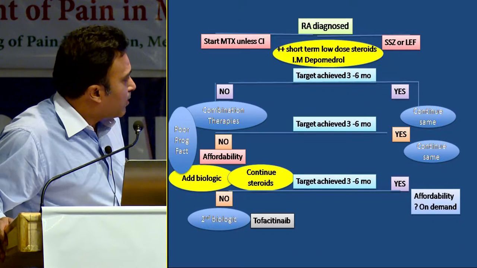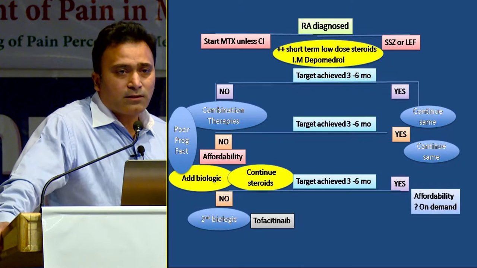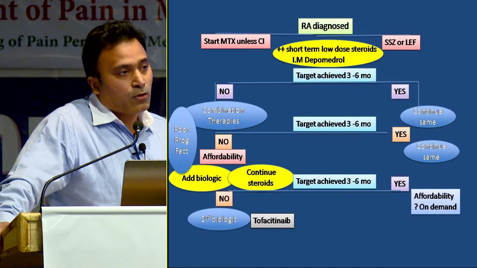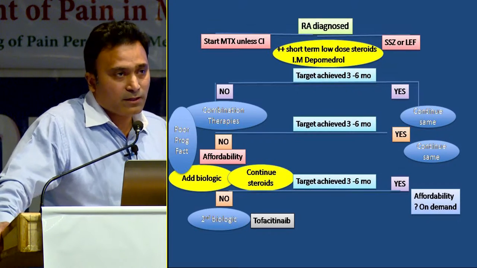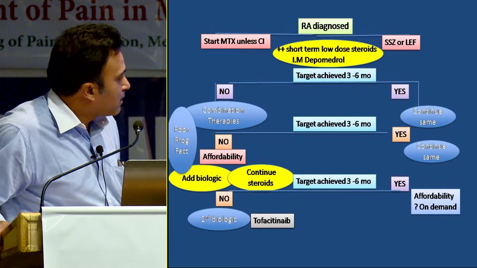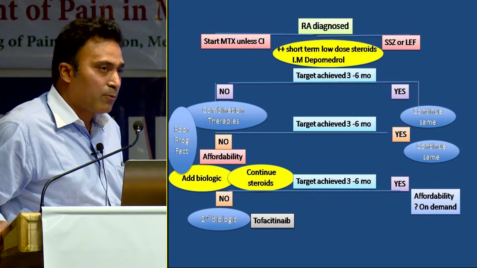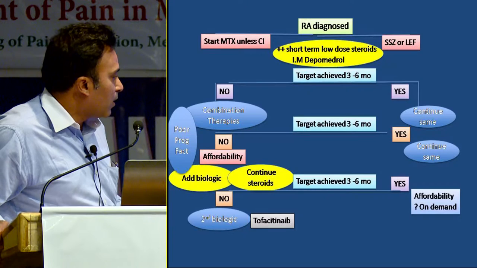So once rheumatoid arthritis is diagnosed, DMARDs are used upfront. Depending upon the disease activity and the prognostic factors of the disease, a single DMARD or a combination of DMARDs is used. If the single DMARD or combination DMARDs are not working appropriately, then we move to the next step of adding biologic drugs.